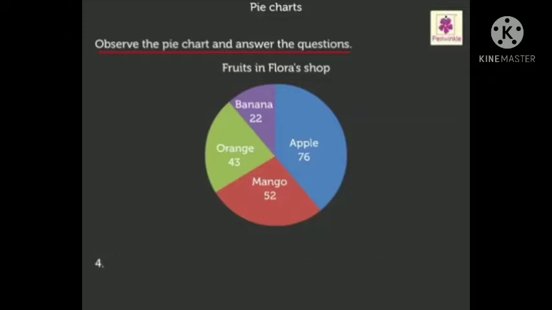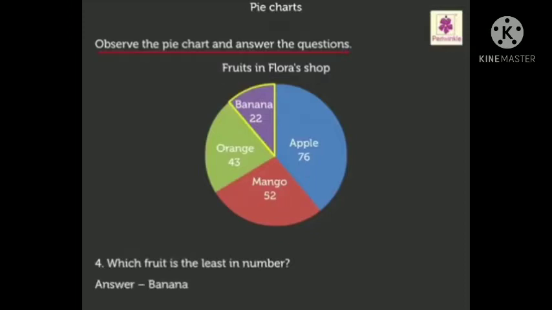Lastly, 4. Which fruit is the least in number? As bananas occupy the smallest segment in the pie chart, the answer is banana.